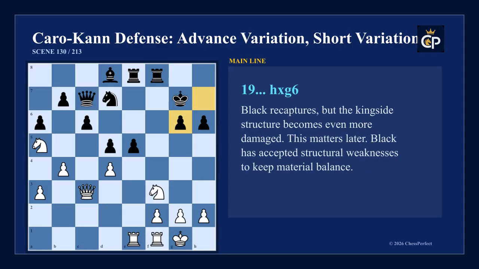H takes g6. Black recaptures, but the kingside structure becomes even more damaged. This matters later. Black has accepted structural weaknesses to keep material balance.